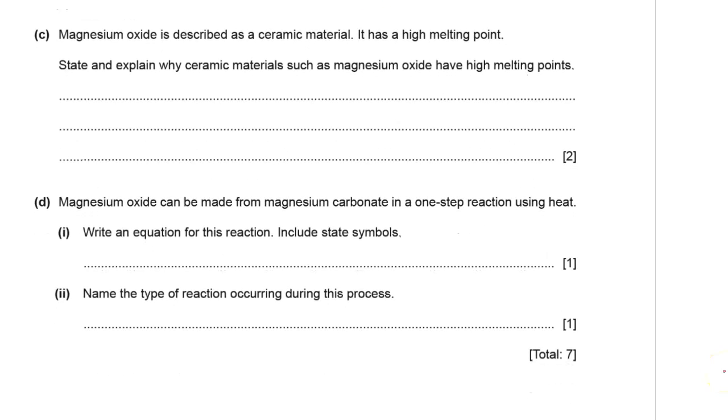C. Magnesium oxide is described as a ceramic material. It has a very high melting point. State and explain, 2 answers required here, why ceramic materials such as magnesium oxide have a high melting point. Of course, one is that they have a giant structure.